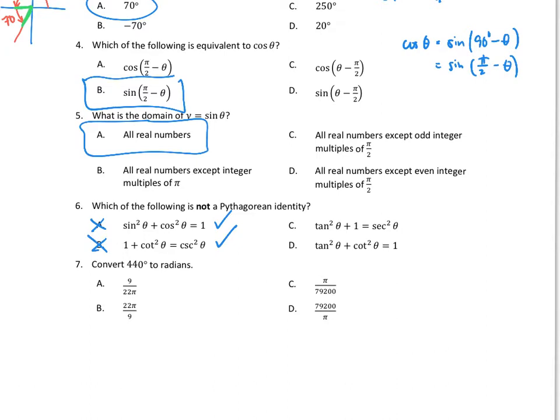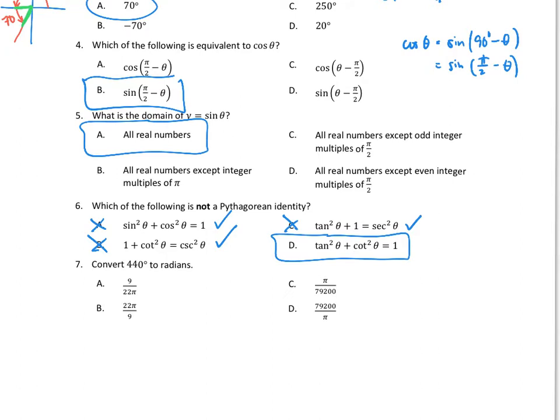Tan squared plus 1 equals secant squared. That's again another Pythagorean identity. We get that from our original sine squared plus cosine squared equals 1 by dividing both sides by cosine squared. And when we look at tan squared plus cotan squared equals 1, that doesn't match up with any of our Pythagorean identities, so that's the one that is not an identity.